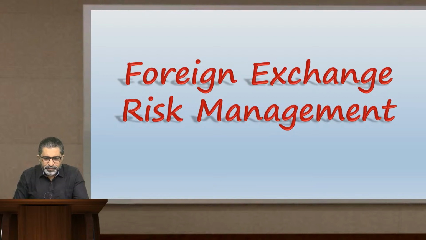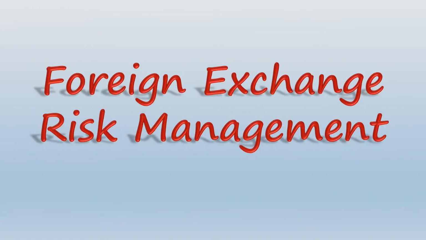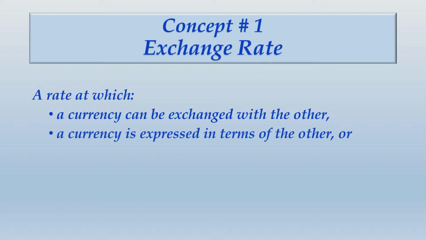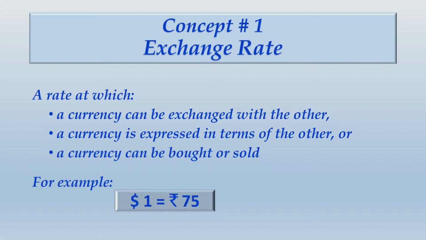So let us do one thing. Let us quickly go through the basic concepts over here, and here we are talking about the first concept, that is, what is an exchange rate? An exchange rate is a rate at which a currency can be exchanged with the other. It is a rate at which a currency can be expressed in terms of the other, or a currency can be bought or sold. For example, if I say $1 equals rupees 75, it is clearly an example of an exchange rate.